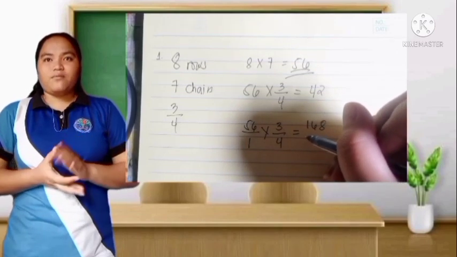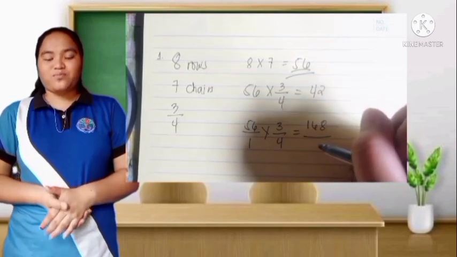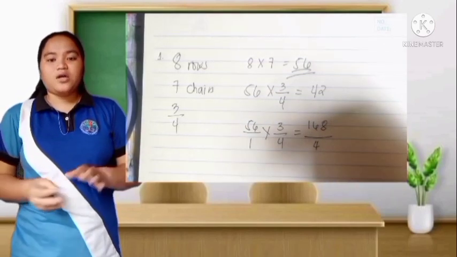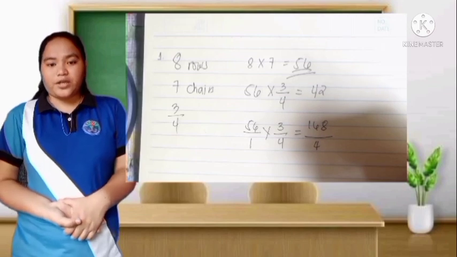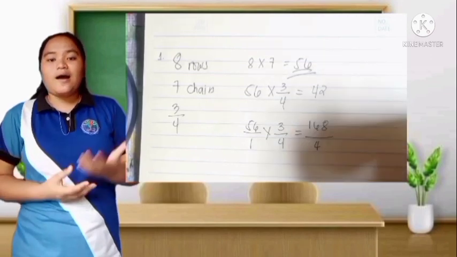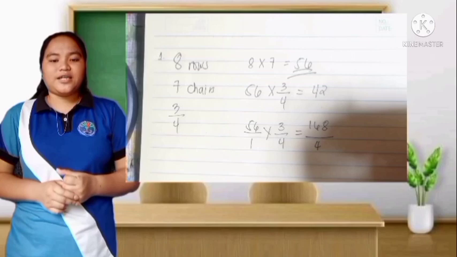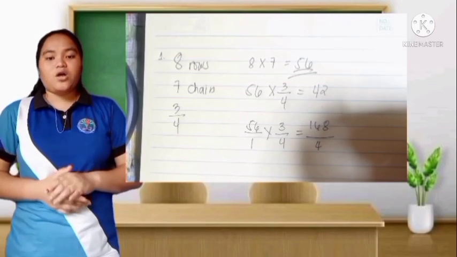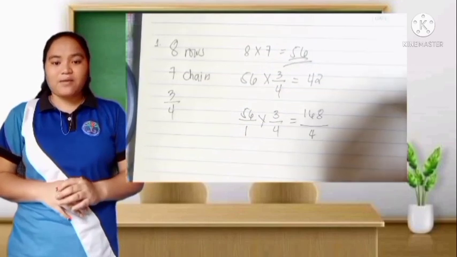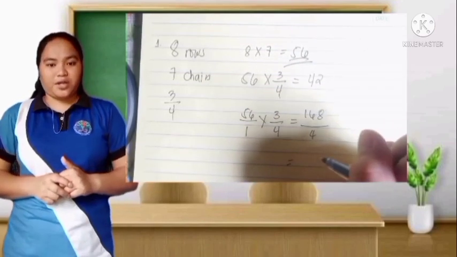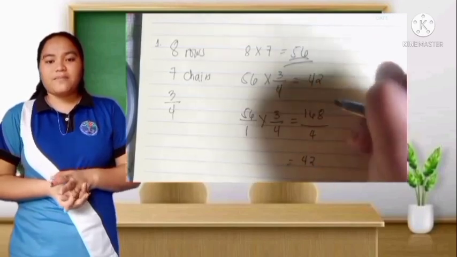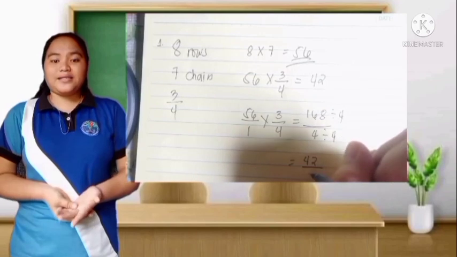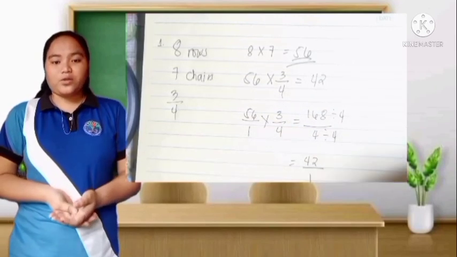And 1 times 4 equals 4. So, 168/4. So, paano natin makukuha yung 42? Ngayon po, kukunin po natin yung common denominator ng 168 and 4. So, ang common denominator po nila is 4. So, 168 divided by 4 equals 42. And 4 divided by 4 equals 1. So, ang magiging answer na po natin dito is 42/1.